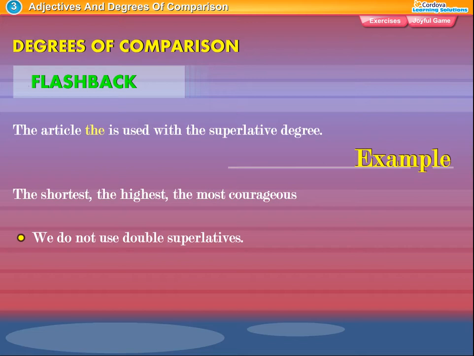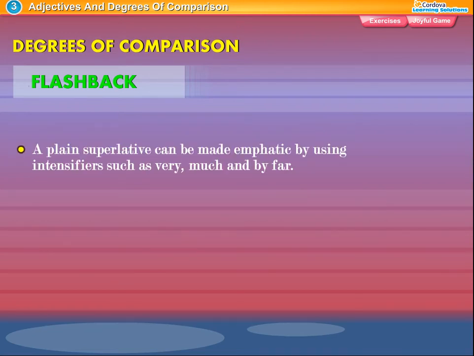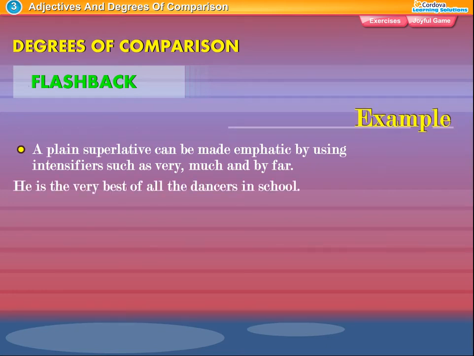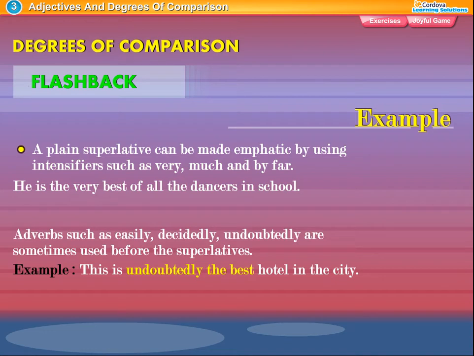We do not use double superlatives. Examples: most tallest, most brightest are incorrect. A plain superlative can be made emphatic by using intensifiers such as very, much, and by far. Example: he is the very best of all the dancers in school. Adverbs such as easily, decidedly, undoubtedly are sometimes used before the superlatives. Example: this is undoubtedly the best hotel in the city.